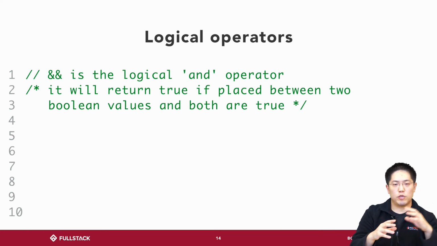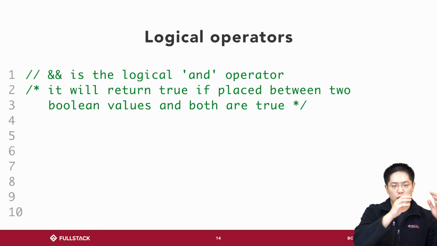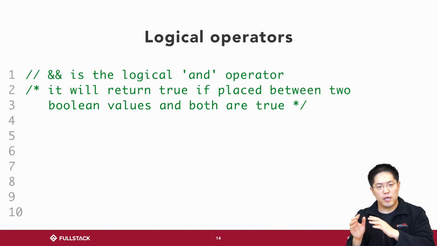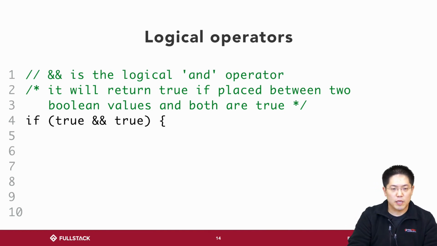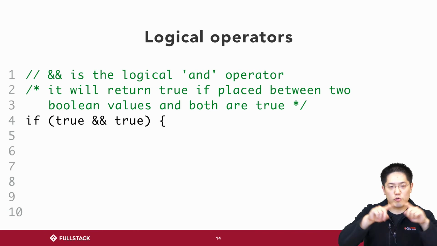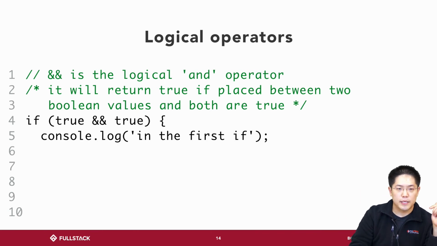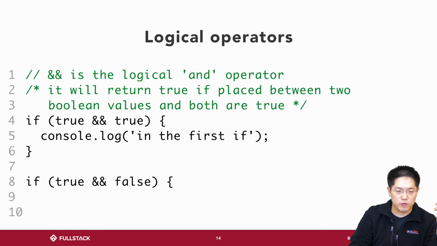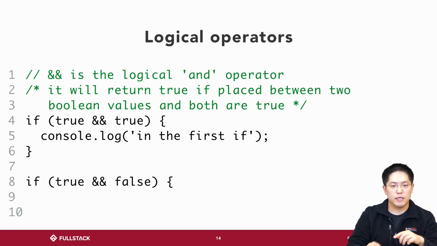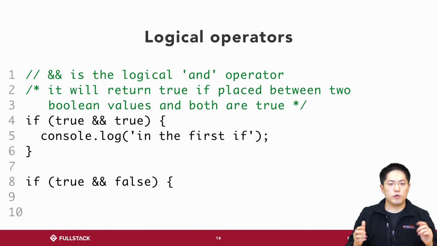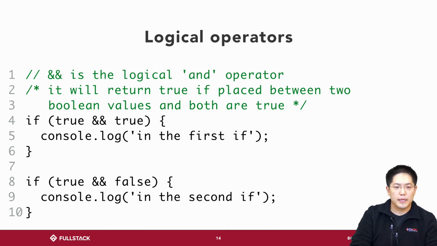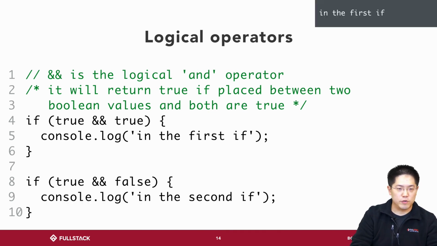This returns true if it's placed between two values that are both true. So if it's true on the left and true on the right, then the AND operator will return true. In this example, if true and true, this whole expression will return true. In the first if we have true and false. The false of course evaluates to false, and so this whole AND expression also evaluates to false.